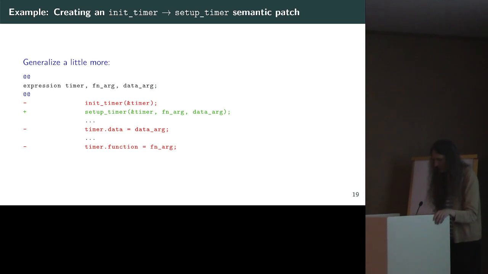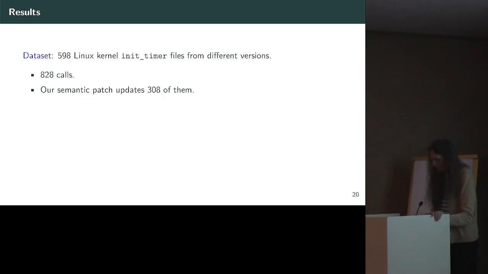Another thing, experience shows that it's useful: we didn't see any constraints on having init timer and the initialization of the data field right after each other, so between the data and function, there could be other code as well. And so now we have our semantic patch, and we can apply it to the Linux kernel. So actually, to test this one, I didn't apply it to the Linux kernel.